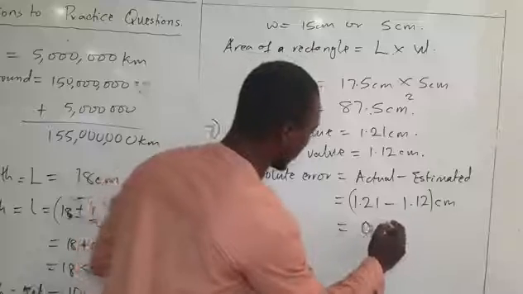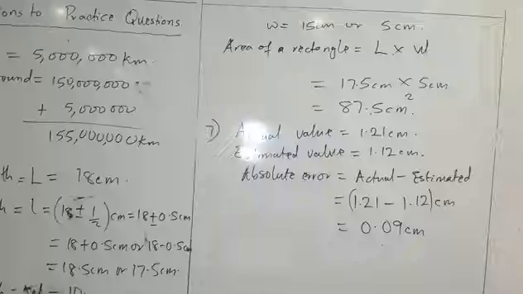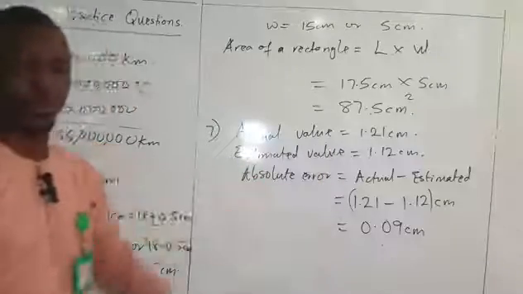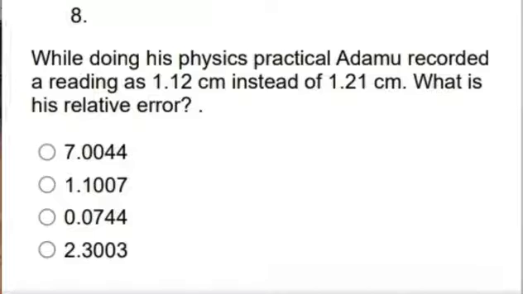So 0.09 centimeter. So this is the absolute error value for this measurement. So the next one is question number 8. So this 0.09 is option 8. So let's move to the next question, which is question number 8.